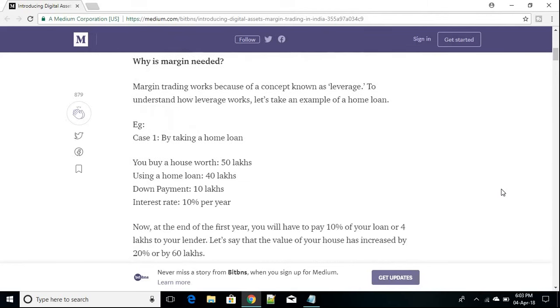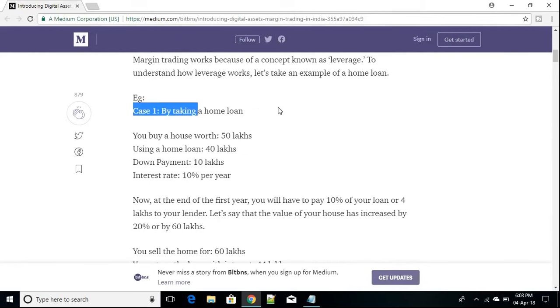Here it is written, case 1: by taking a home loan of rupees 40 lakhs, you buy a house worth rupees 50 lakhs, and the down payment you pay is rupees 10 lakhs. The 10 lakhs are from your own hand. You should pay interest of 10% per year at the end of the year. The interest on 40 lakhs at 10% per year is 4 lakhs, so you should pay the bank 44 lakhs.